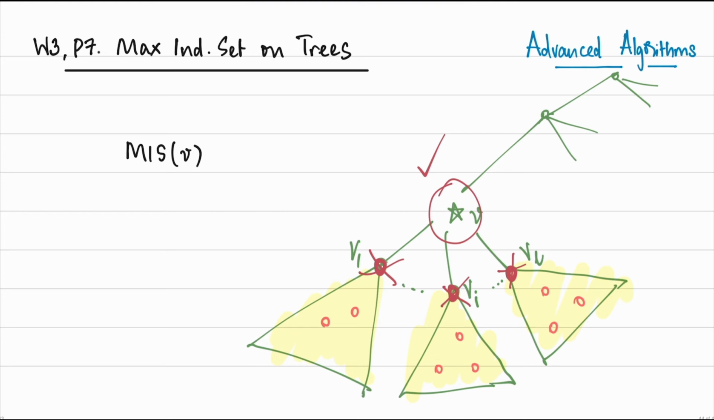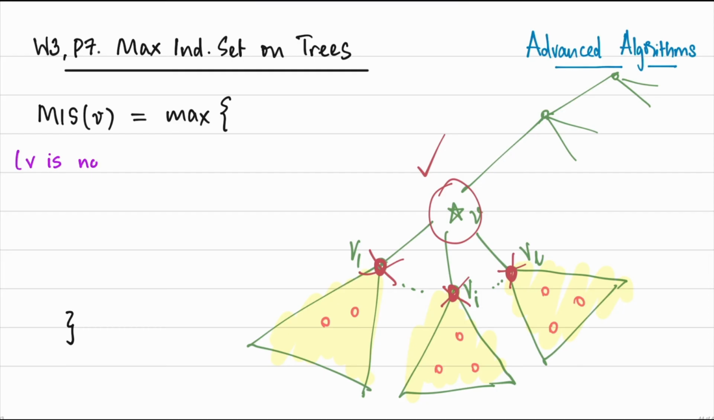So let me recap everything that I just said by writing down what the recurrence should be. So this value is going to be the better of two options. Our first option is going to be that V is not invited. In this case, we are essentially looking at the sum over i going from 1 to L, MIS of Vi.